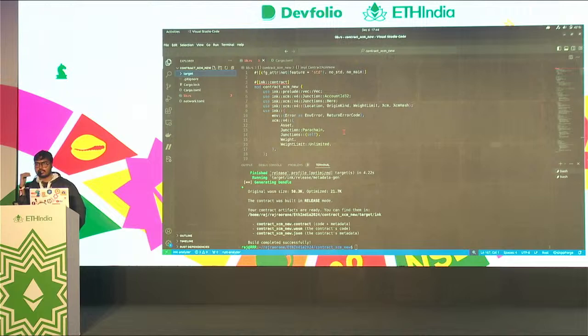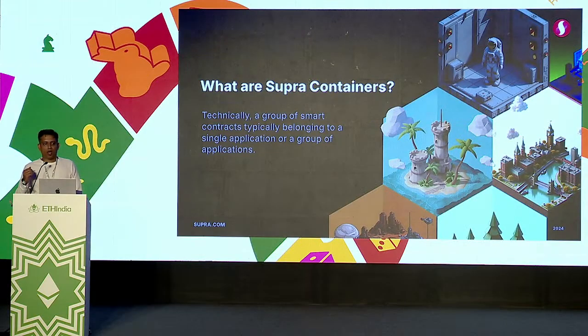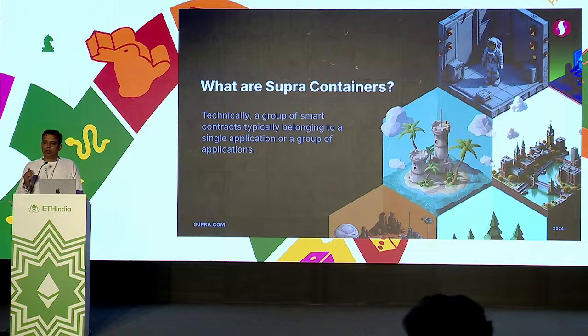Just to form an XCM message, and these instructions will execute on the same chain, and you don't even have to use something like balances. In the rest of the slides, I'll try to show how Supra containers give the app chain experience on a layer 1 blockchain for multiple app chains, for multiple apps. As well as I'll also try to show you and argue that it goes beyond app chains.